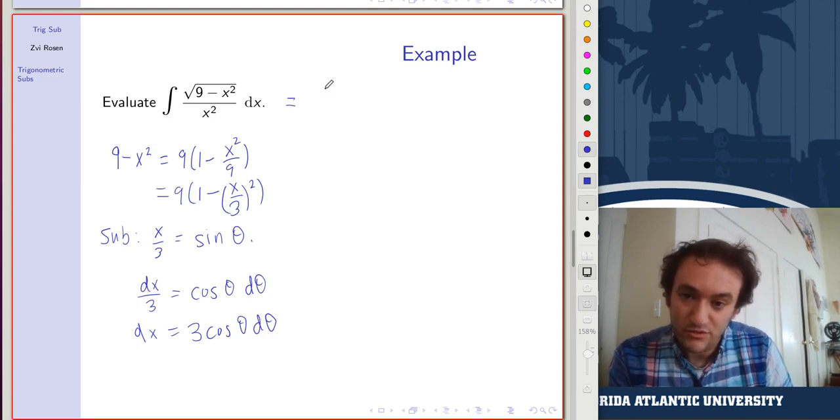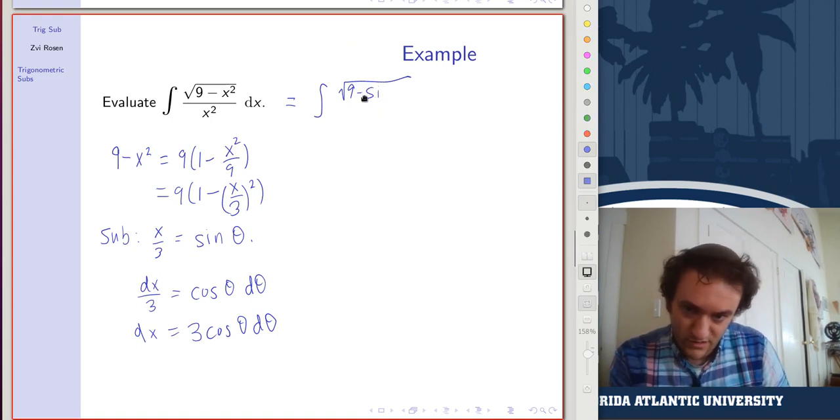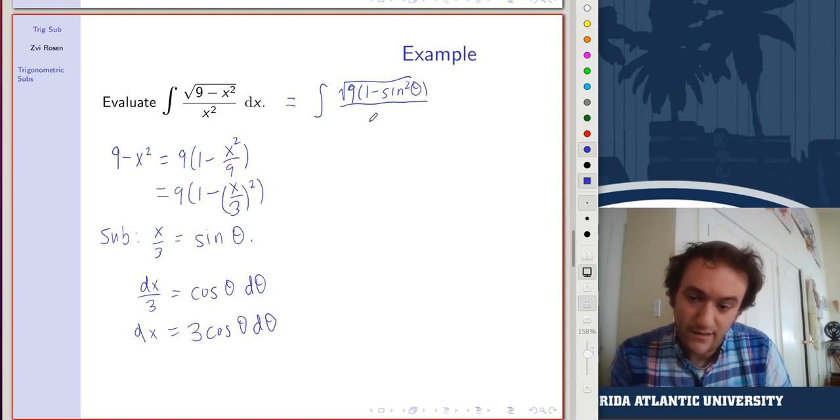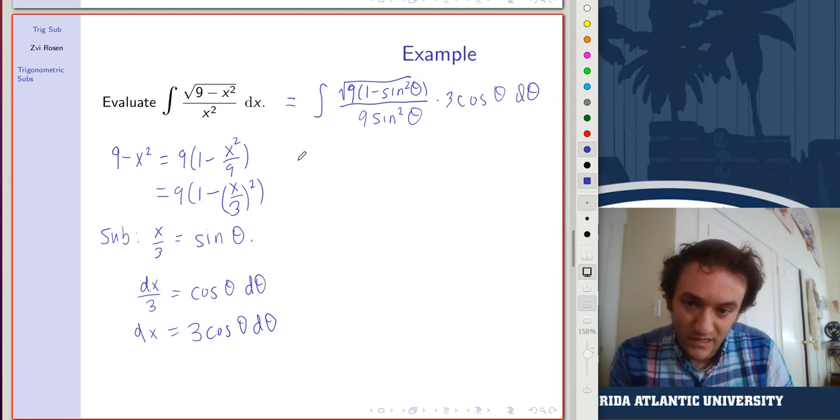So let's make the substitution, and we obtain the square root of 9 times 1 minus sine squared theta, divided by, okay, so here x squared is going to be the square of 3 sine theta, so that gives us 9 times sine squared theta. And then the dx is replaced by 3 cosine theta d theta. Okay, now let's simplify.